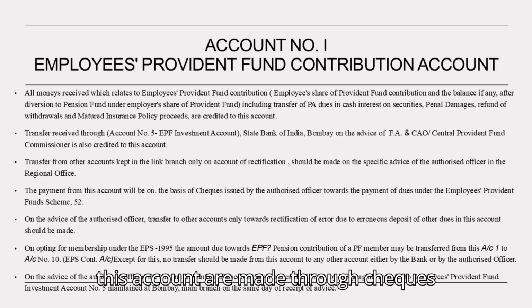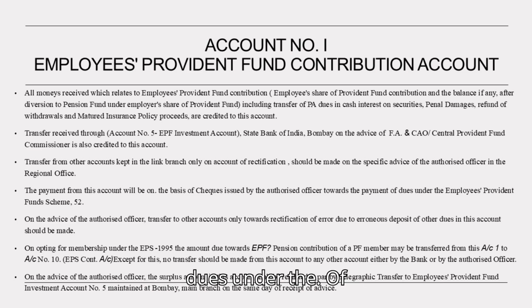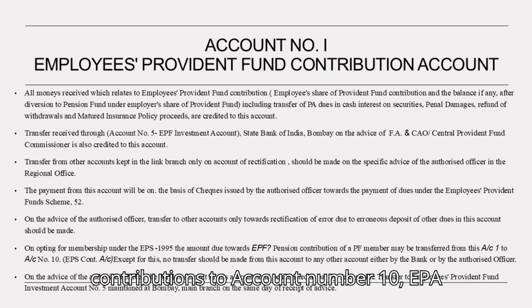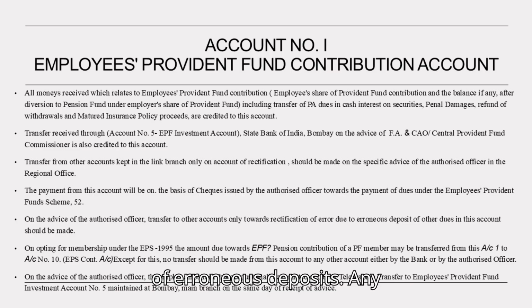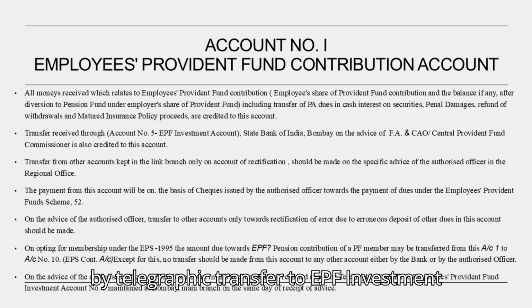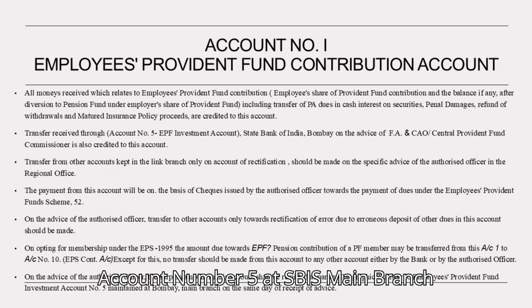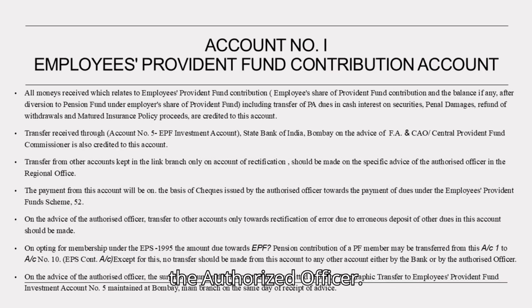Payments from this account are made through checks issued by the authorized officer, covering dues under the EPF scheme of 1952. Transfers to other accounts, except for pension contributions to account number 10, EPA's contribution, are only allowed for rectifications of erroneous deposits. Any surplus in this account must be remitted by telegraphic transfer to EPF investment account number 5 at SBI's main branch in Bombay on the same day of advice from the authorized officer.